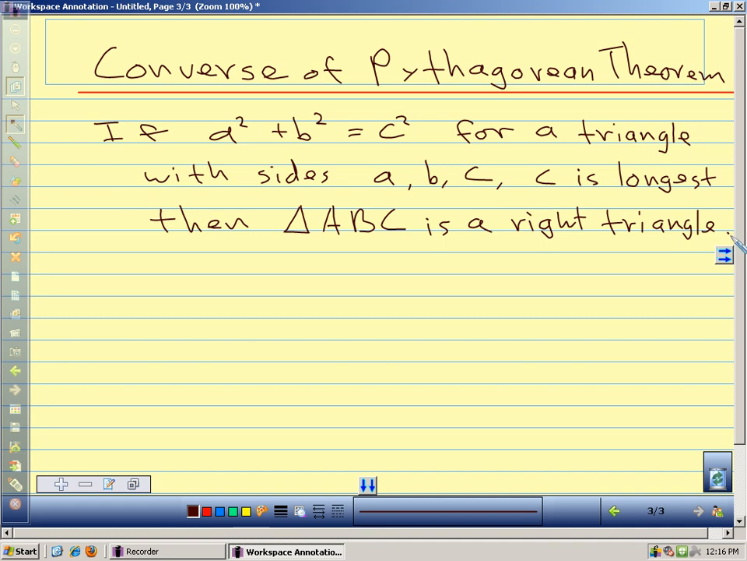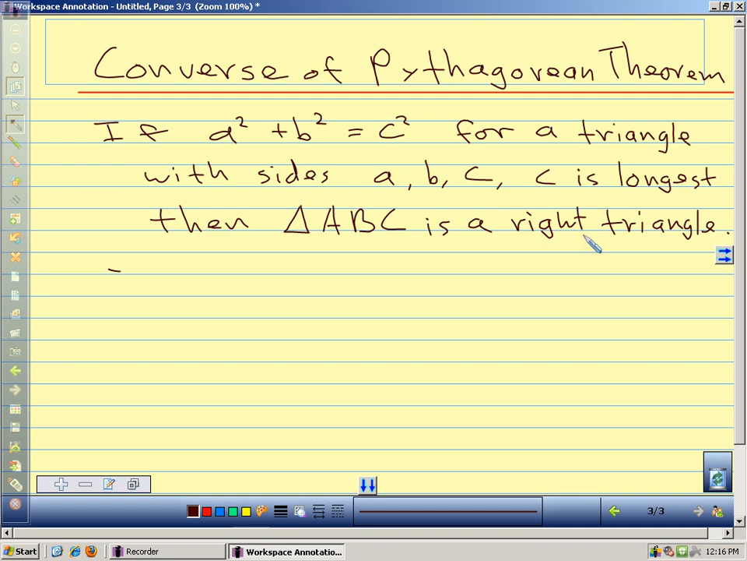So the converse tells us if we know the three sides of a triangle, if they work in the Pythagorean theorem, then we know that the triangle is a right triangle. So our hint when we work on problems like these, when it says something about a right triangle and you have the sides of a triangle, that should be your clue that you're talking about the Pythagorean theorem. Right triangle, the first thing you should think is Pythagorean theorem.